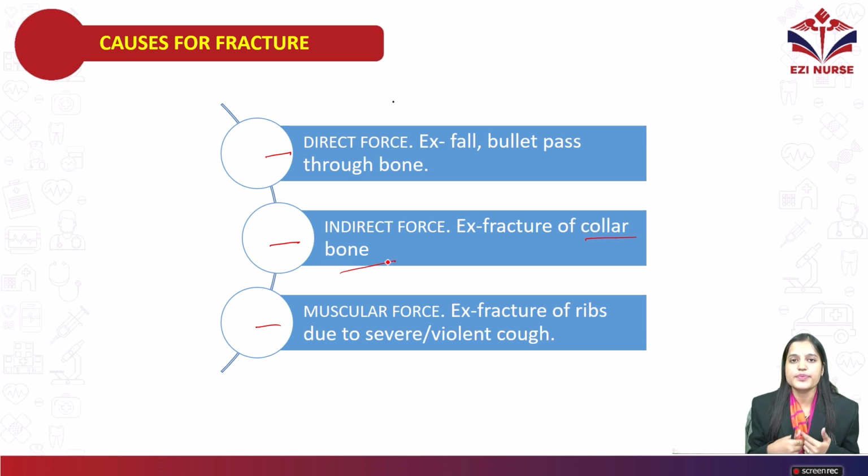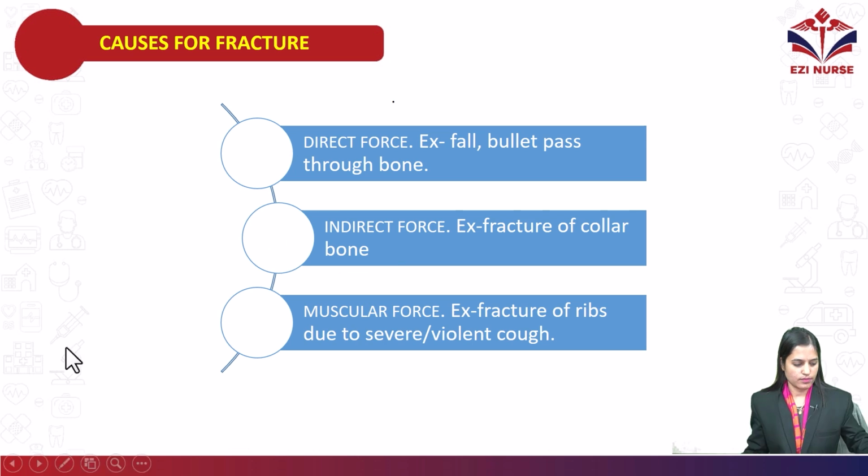The continuity of the bones will be broken. Fracture of the ribs may happen because of a severe or violent cough. It is very rare and uncommon, and mostly occurs with other diseases like weak bone structure. Those are the causes of fracture.